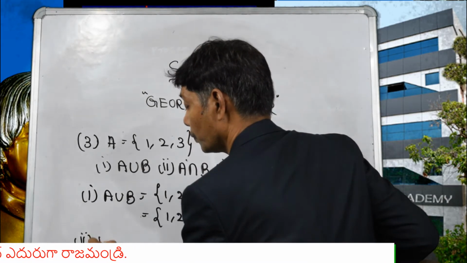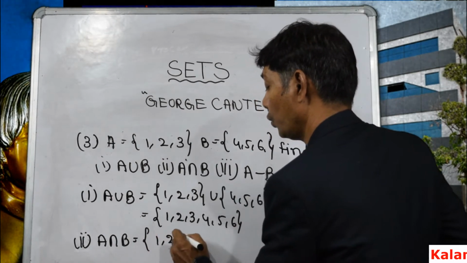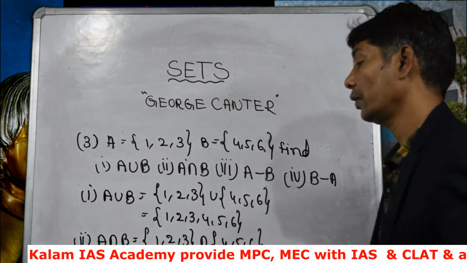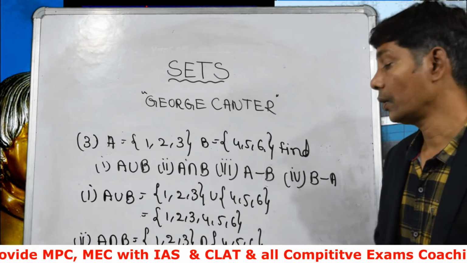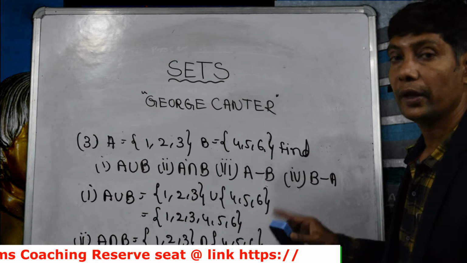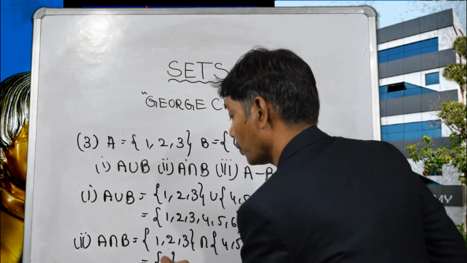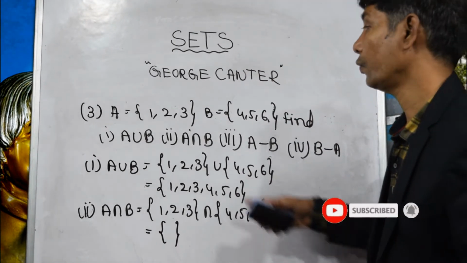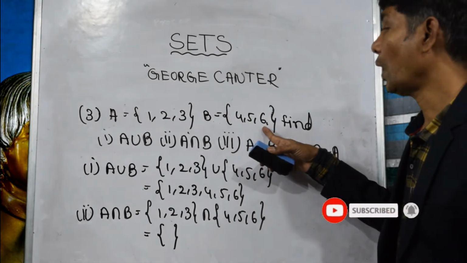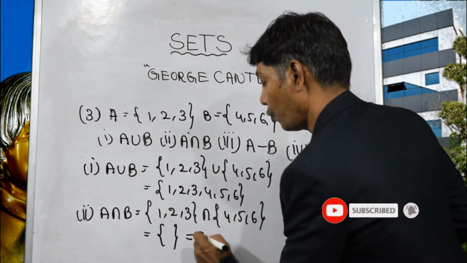See, A intersection B. A intersection means A 1, 2, 3, intersection B means 4, 5, 6. Here there are no common elements between them. A 1, 2, 3. B 4, 5, 6. Are there any common elements? There are no common elements between the two sets. That's why A intersection B is equal to 5. If A is equal to 1, 2, 3 and B is equal to 4, 5, 6, there are no common elements between them. A intersection B is always 5.